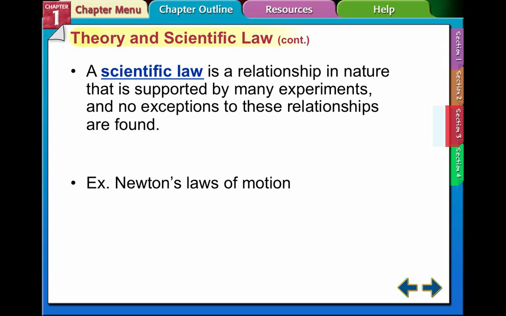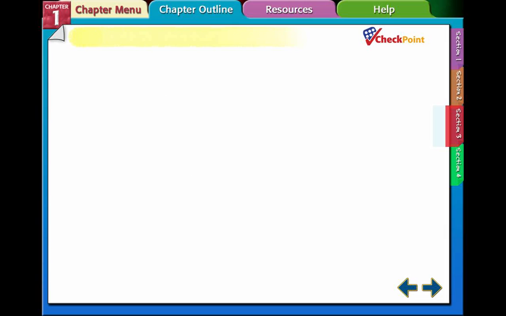One huge example that we've all studied is Newton's laws of motion. We have Newton's first, second, and third law of motion. Okay, they have all been studied numerous times, and we get the same results. So those are scientific laws.